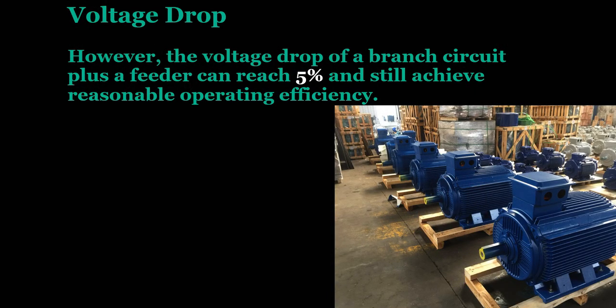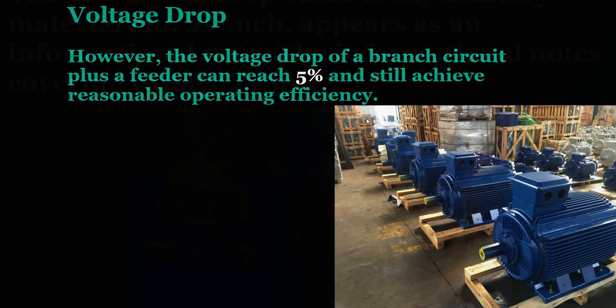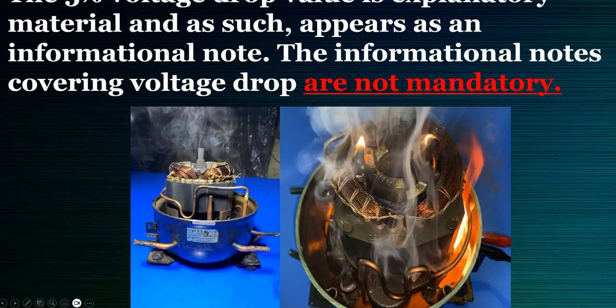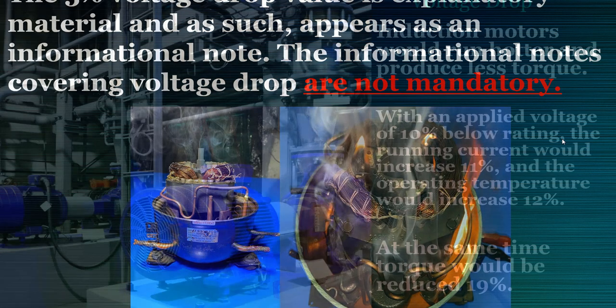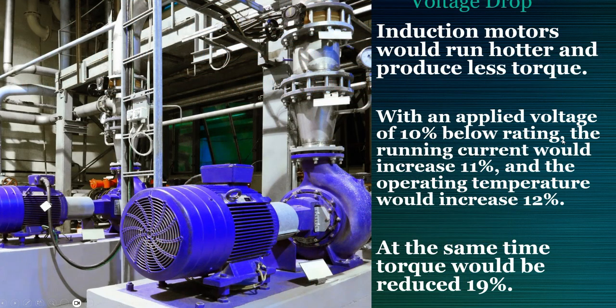However, the voltage drop of a branch circuit plus a feeder can reach 5% and still achieve reasonable operating efficiency, generally speaking. The voltage drop value is explanatory material and as such appears as an informational note, and the informational notes covering voltage drop are not mandatory. Which has always been something I thought was interesting about the code.